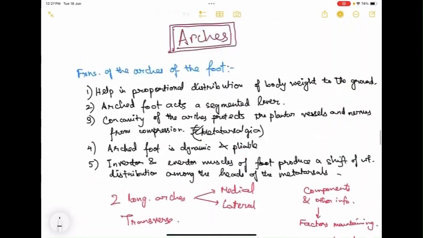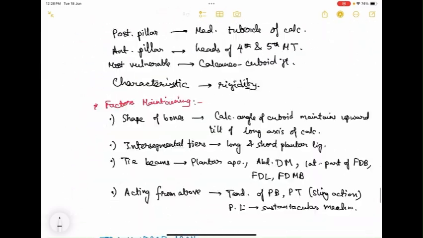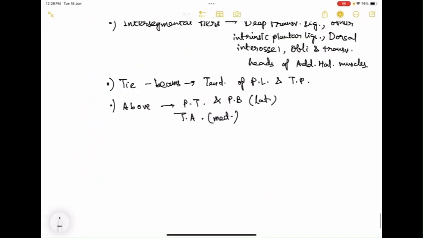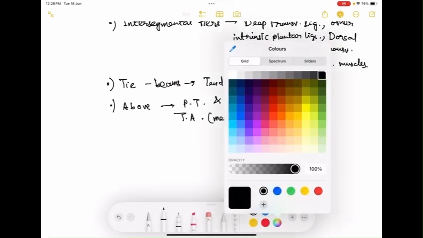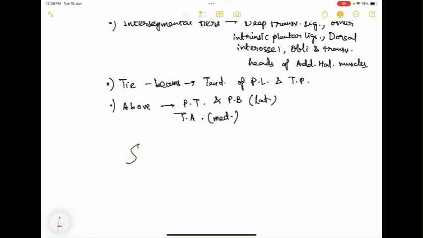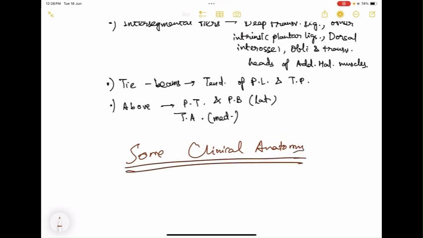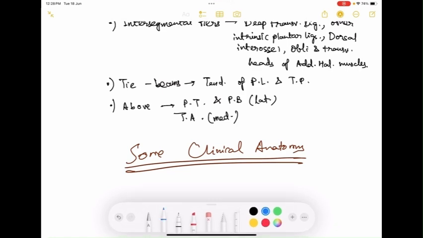So what we have to understand now is that we have completed with the arches of the foot. Now we are going to move on to the clinical anatomy of the arches of the foot. So let's write some clinical anatomy. Yeah, just give the heading like that. Some clinical anatomy. Wonderful. First of all, we are going to discuss flat foot. Yeah, very important, flat foot.